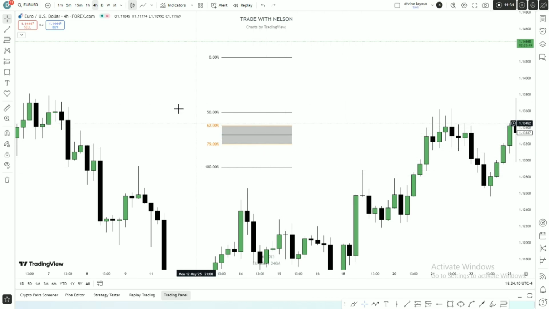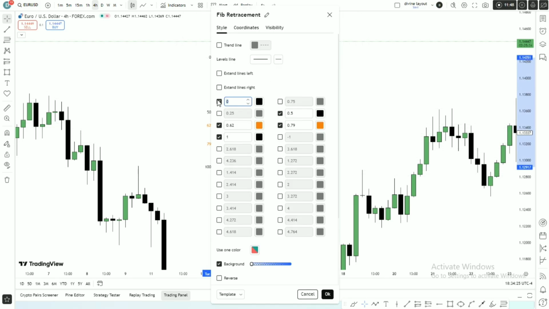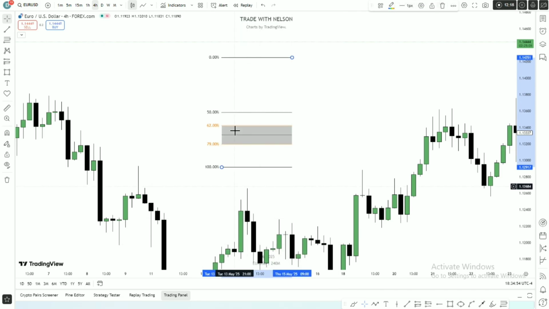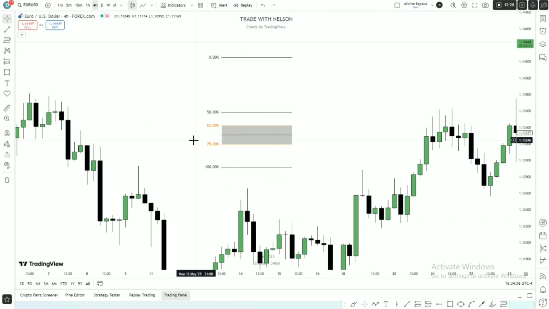So to set up your fib, you will tick this 0, you tick this 0.5, then you tick this 0.79, 0.62, you tick this 1 also. You can also edit it if you don't have the level marked. Then you choose the color of your choice. Then you can set this setup as you want. After that, you click on OK. So you will have your fib to look exactly as you see over here.